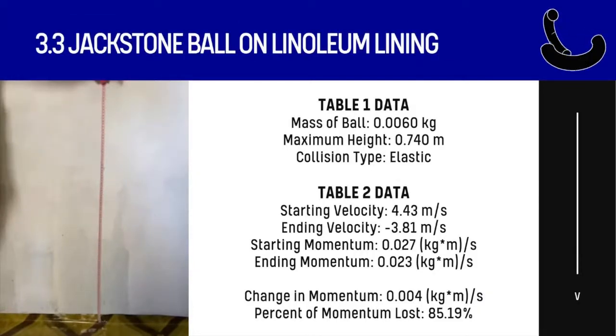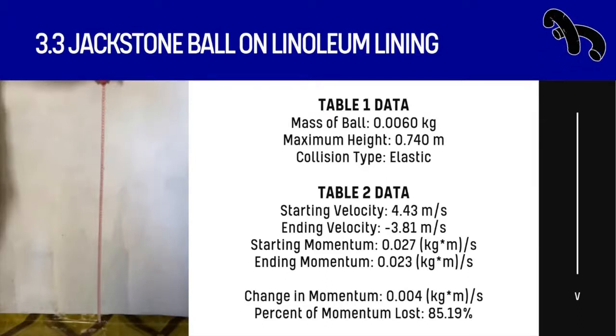As of this case number 3.3, these are all the data calculated. Table 1 data of the case included the following: mass 0.0060 kg, maximum height 0.770 meters, collision type elastic. Table 2 data of the case included the following: starting velocity 4.43 meters per second, ending velocity negative 3.88 meters per second, starting momentum 0.027 kg·m/s, ending momentum 0.023 kg·m/s.